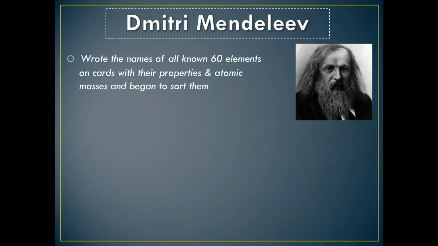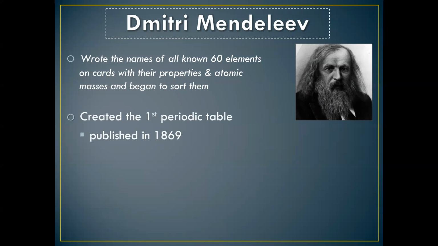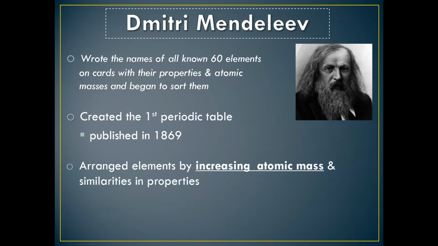You don't need to write this in your notes, but basically Dmitry Mendeleev took all of our known 60 elements at the time he was doing this and put them on note cards, kind of like index cards. And he wrote down their name, the properties that they knew, and the atomic mass. And he began to sort them. So he created the first periodic table, and it was published in 1869 with these 60 known elements. And he decided that the best arrangement would be by increasing atomic mass. And when he did the increasing atomic mass, he also realized that they kind of sorted into categories by similar properties as well.